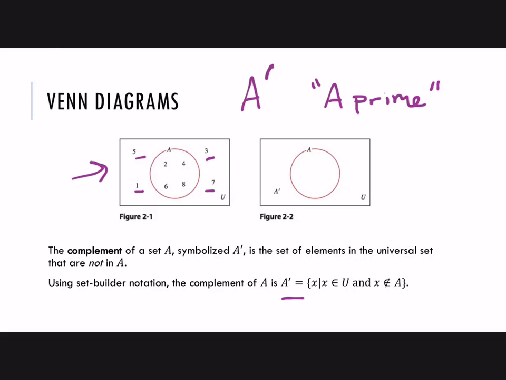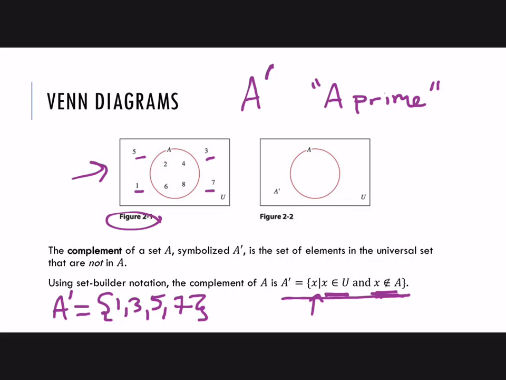Alright, here's another way to say this. In set builder notation, the complement of a set is any element x such that x is in the universe but not in the set that we have named. Okay, so if I looked at figure 2.1, this one, and I was trying to describe a complement using the listing method, I would look for elements which are still in U, still in the rectangle, but which are not in A. So those would be the elements 1, 3, 5, and 7.